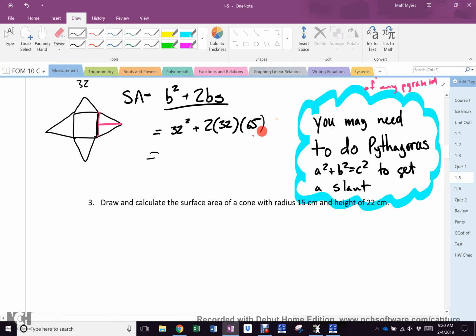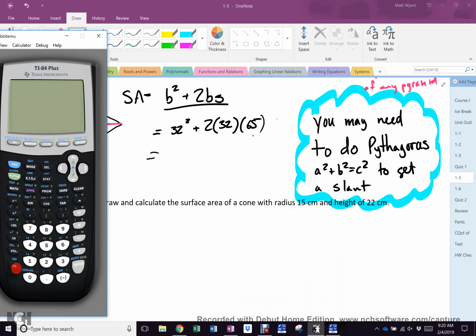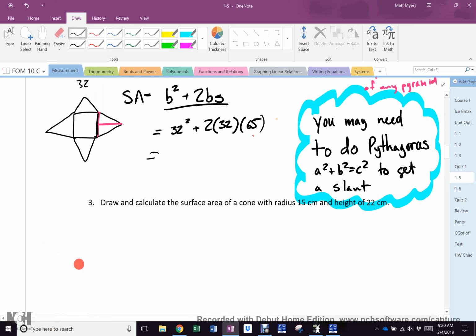What is the answer? Somebody punch that in, because that sounds about right to me. Let's check. 32 squared plus 2 times 32 times 65. 5,184. You just punch in what you see. Now that you've seen everything that could possibly happen to you, we're going to use it all in this question. And we're going to work through it nice and slowly.